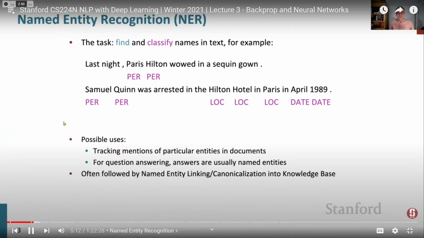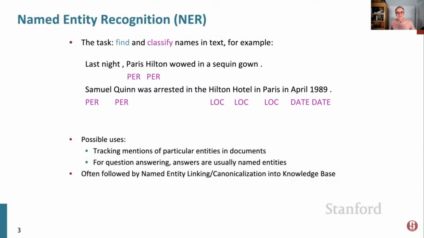So the task of named entity recognition is a very common basic NLP task, and the goal of this is you're looking through pieces of text and you want to label the words which belong to entity categories like persons, locations, products, dates, times, etc. So for this piece of text, last night Paris Hilton wowed in a sequin gown, Samuel Quinn was arrested in the Hilton Hotel in Paris in April 1989. Some words are being labeled as named entities as shown. These two sentences don't actually belong together in the same article, but I chose those two sentences to illustrate the basic point that you can't just do this task by using a dictionary. Yes, a dictionary is helpful to know that Paris can possibly be a location, but Paris can also be a person name. So you have to use context to get named entity recognition right.